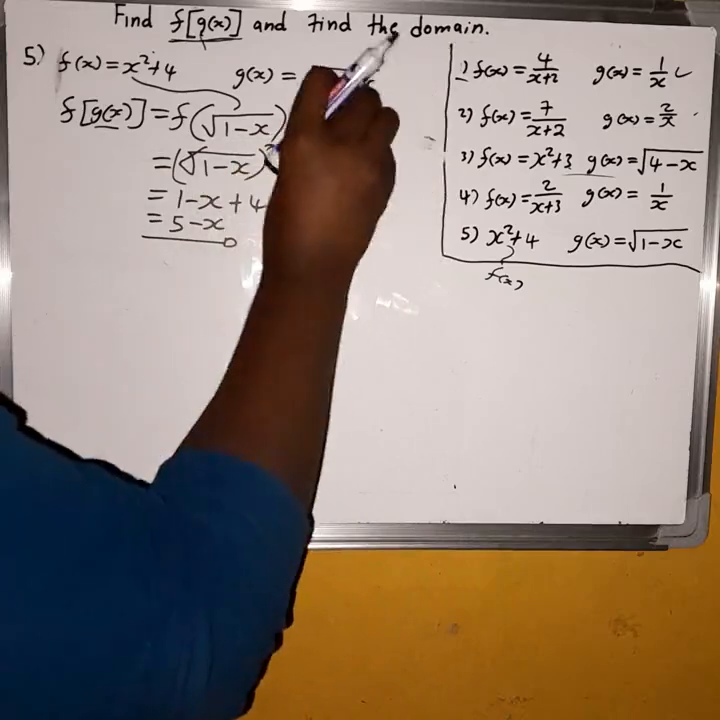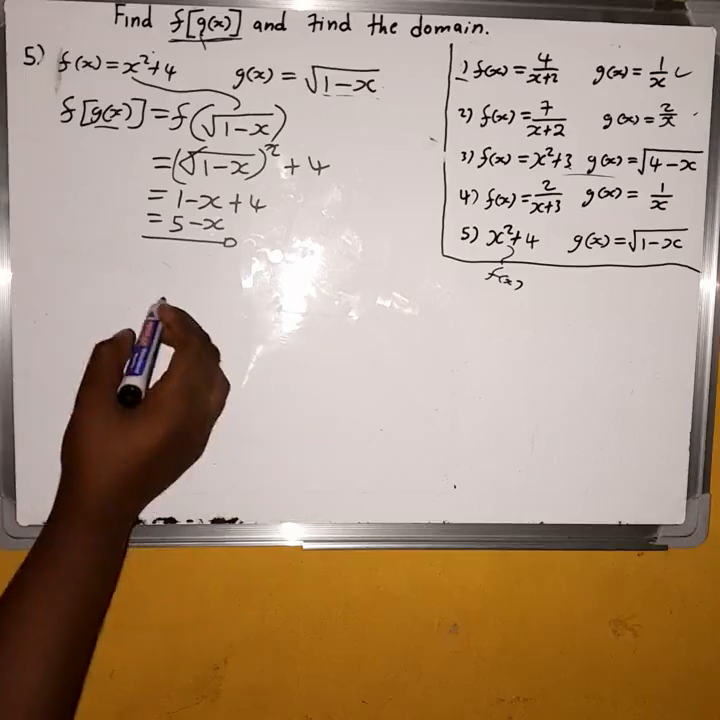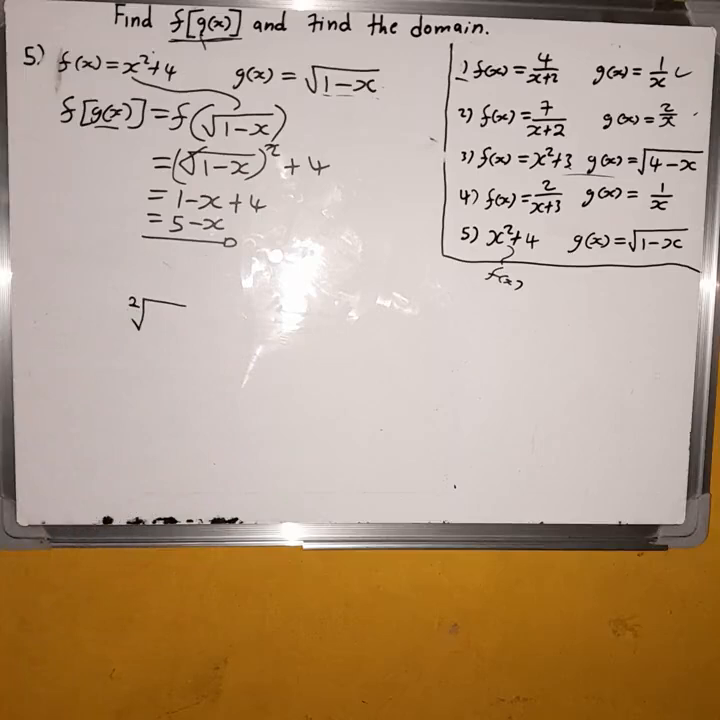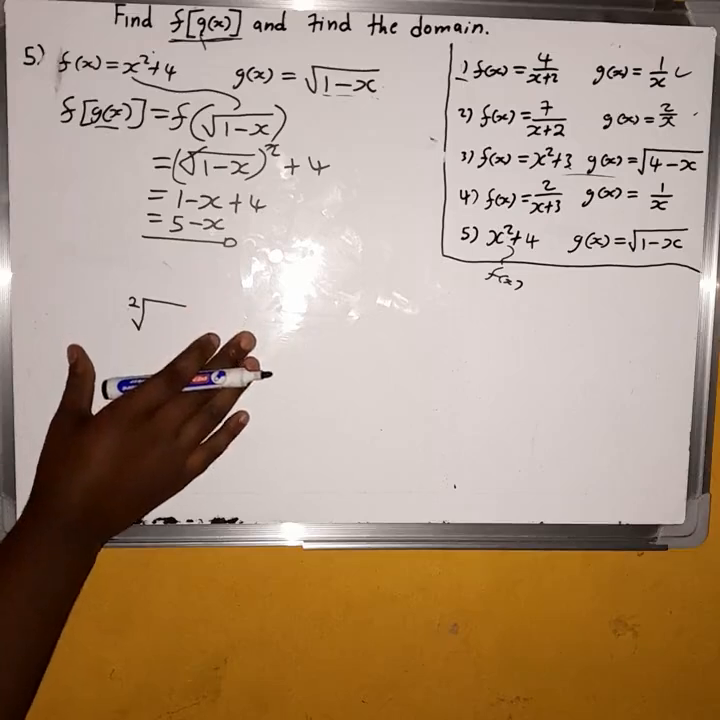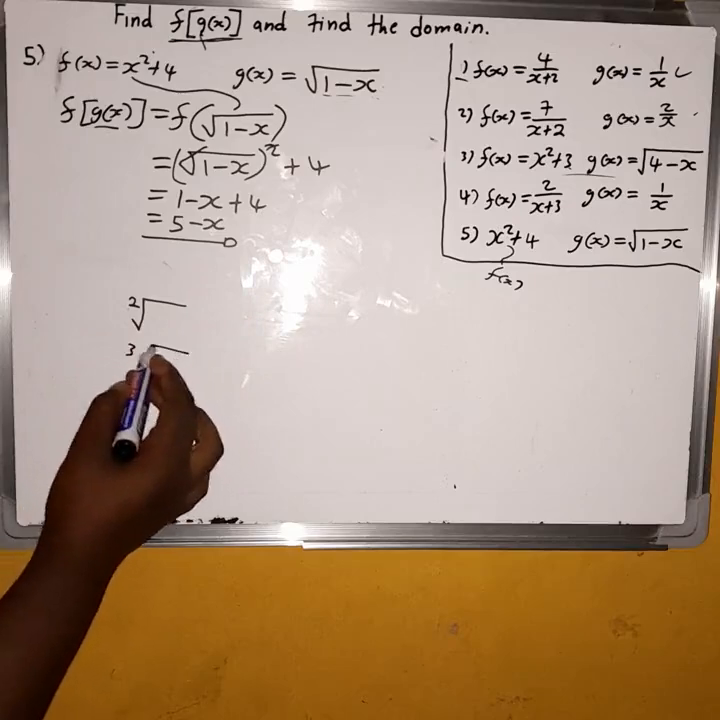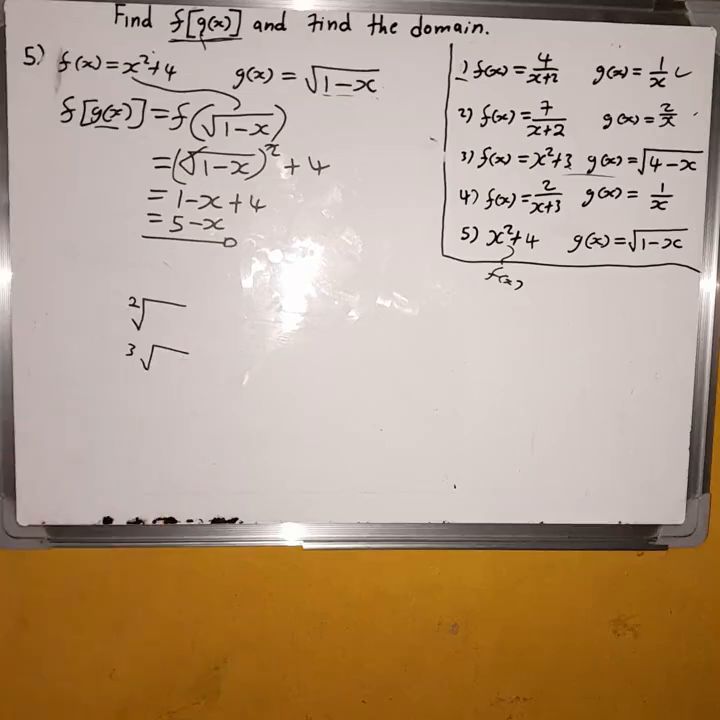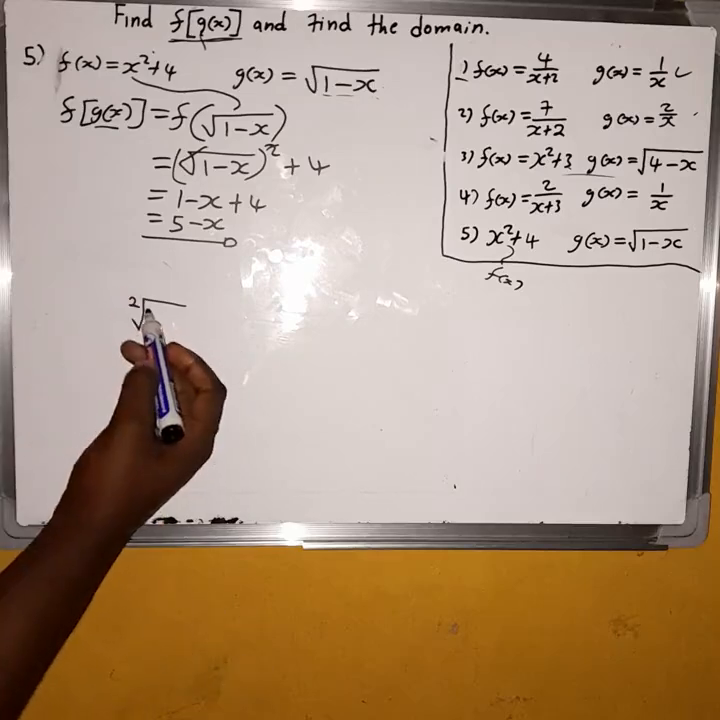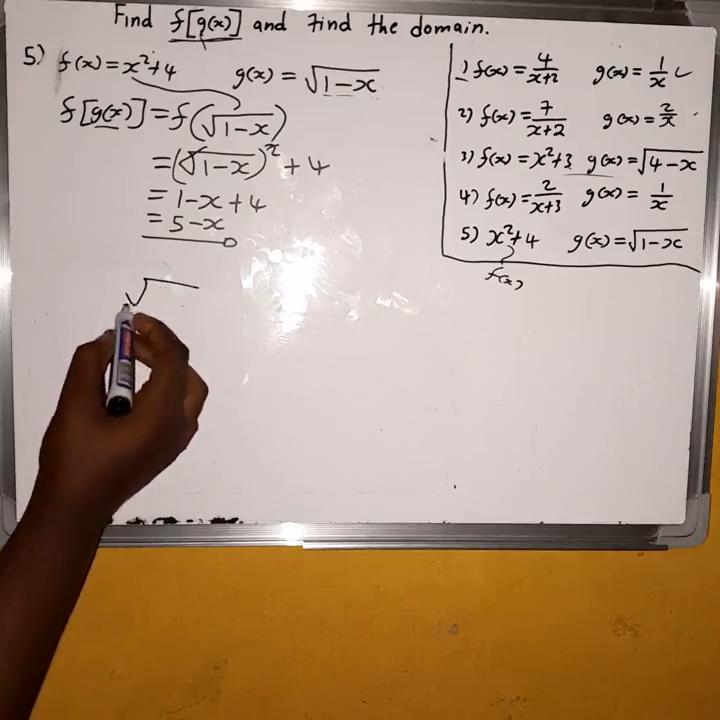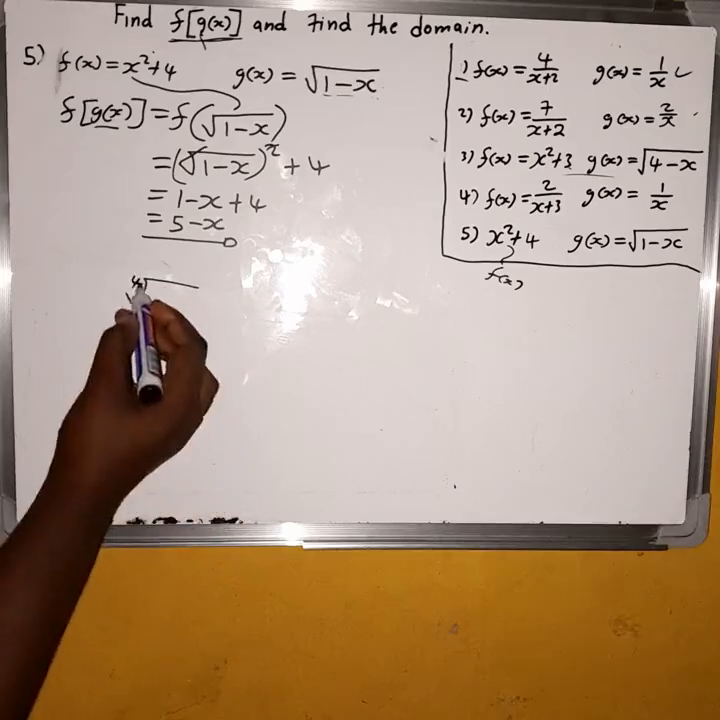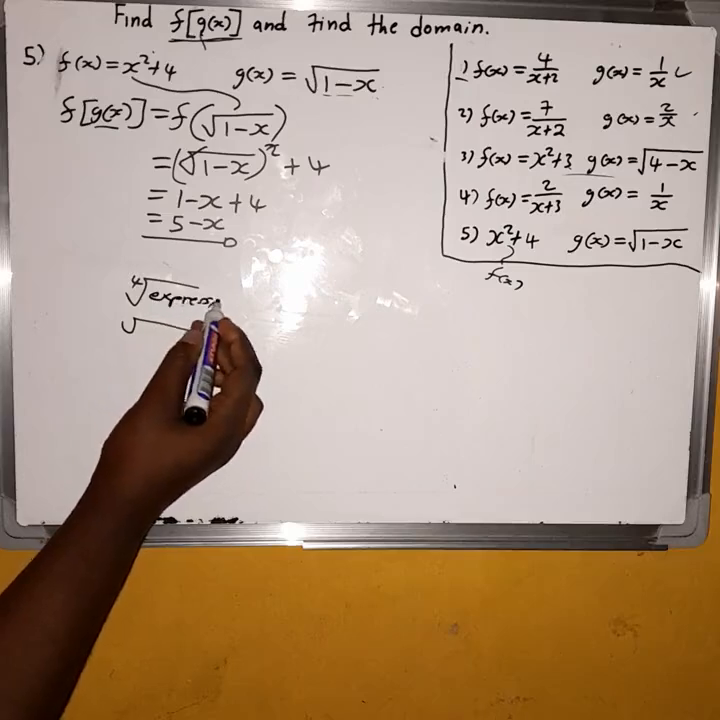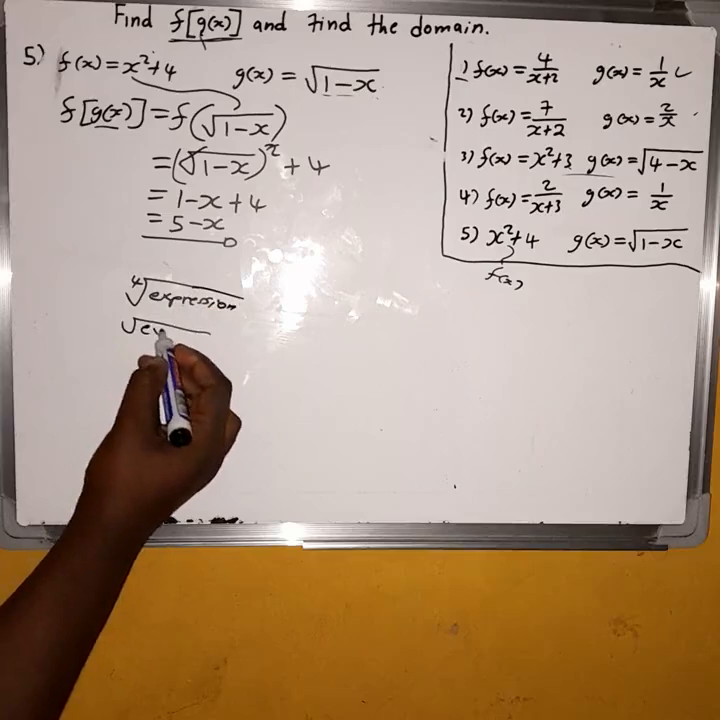Also you check if you have something like this. If this is even, remember 2 is even, there will be restrictions, but if you have odd roots like this, we know that there will be no restrictions. If you have the square root of 4, it's an even index. Here we have an expression.